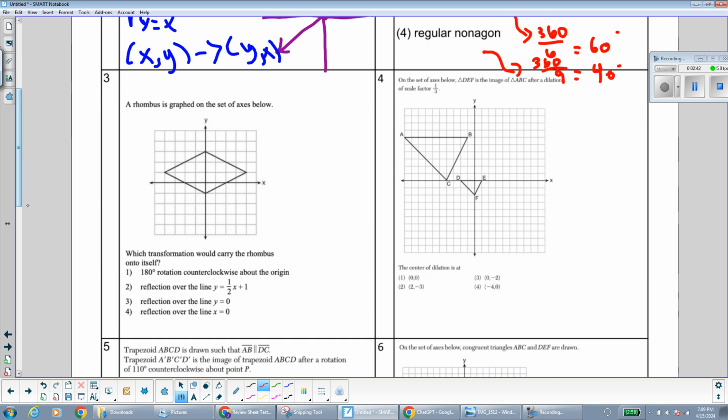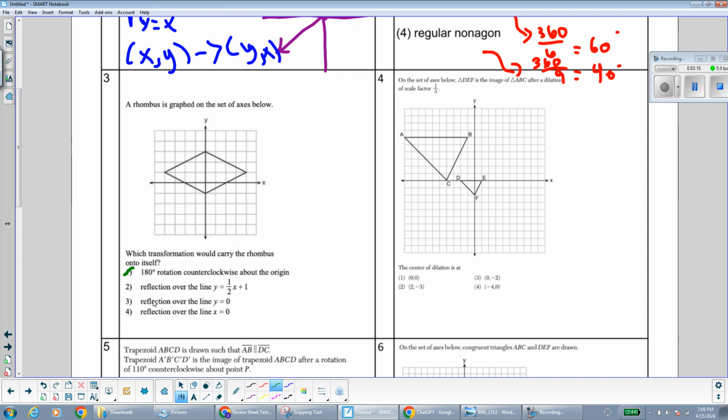Okay, moving on to number 3. So remember, we're looking for either a point in the center if we're rotating it around to carry it onto itself, or we're looking for a line of symmetry to reflect it over so that it looks like itself. So let's check out the first one. The first one is a 180-degree rotation counterclockwise about the origin. Well, that doesn't look like it's going to work. I don't think that's going to carry it onto itself because that's not in the center. If it was here, then yes. So that's not the answer choice we're looking for.